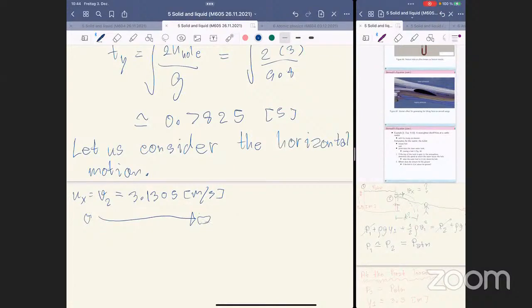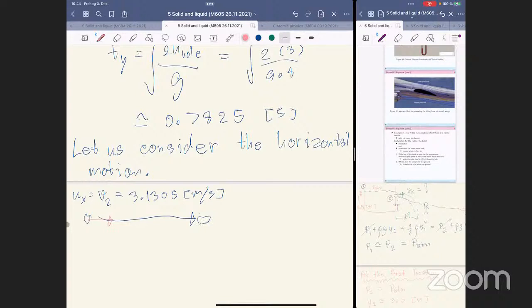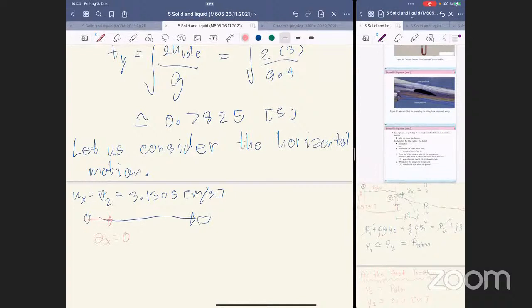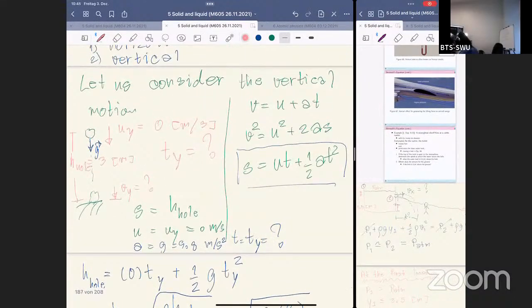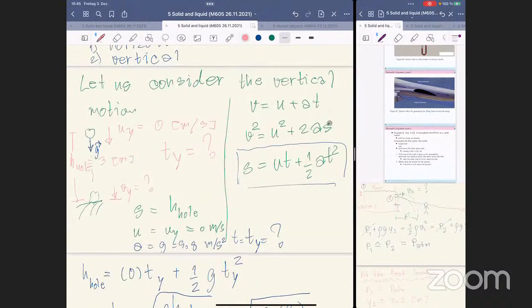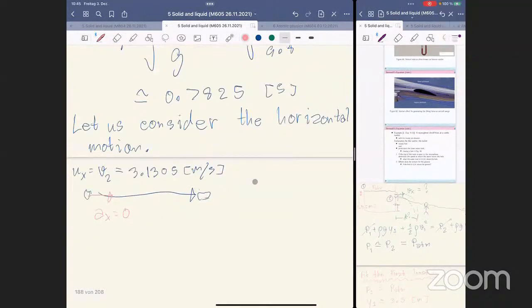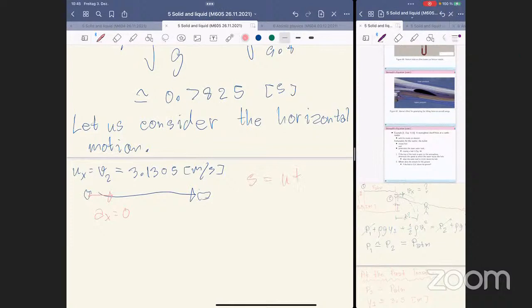It should be the same because there is no acceleration acting on this water drop at all. Along the x-axis, there is no force acting on the water drop, so a is 0. So we don't have to deal with the Newtonian formulas. We just substitute a as 0. If you substitute a as 0, you get s equal to ut, and that's the basic formula of the speed.